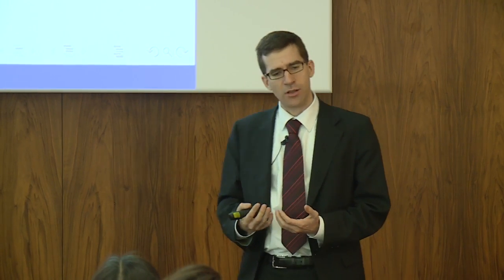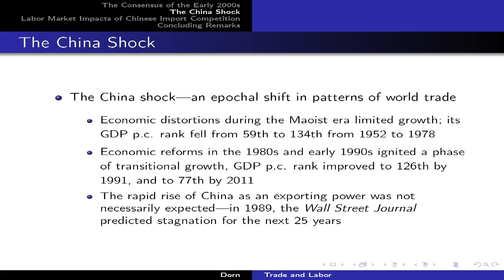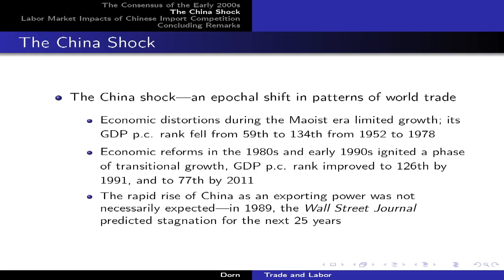This transformation originating in China was a consequence of important political and economic reform in China. For several decades, Maoist policies had limited economic growth in China. As a consequence, China had fallen from being the 59th ranked country in terms of GDP per capita in the world to being just 134th by the end of the 1970s.